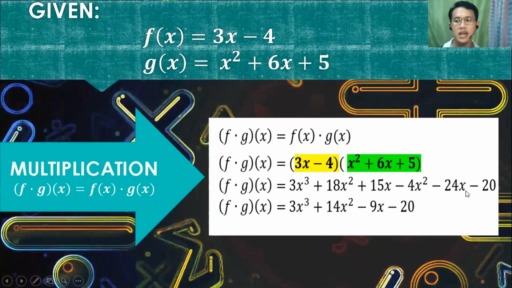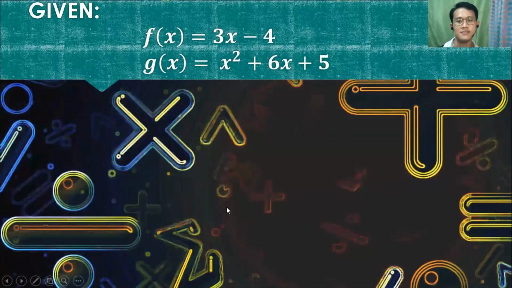Since negative 24 has a greater value for its digit, all you need to do is subtract them. 24 minus 15, that is 9, and then follow the sign of 24, all because 24 is bigger than 15. Next, since we only have one constant here, which is negative 20, bring down negative 20. Therefore, our f multiplied by g of x is equal to 3x cubed plus 14x squared minus 9x minus 20. Yes, that's how we do the multiplication.